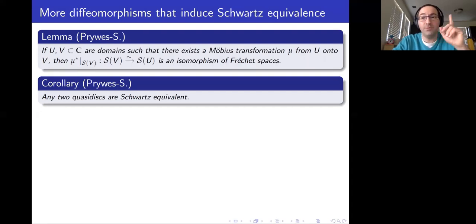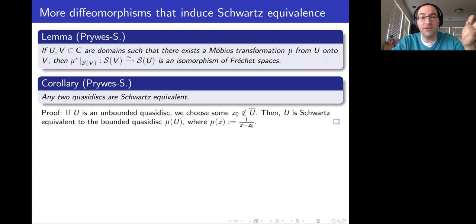let me remind you that we already proved that if they are bounded, they are Schwartz equivalent. So what do we do if they are not bounded? We just apply 1 over z minus z naught for some z naught far away from our set. And if you take a quasi-disk and you apply a Mobius transformation, you get a new quasi-disk always. Because Mobius transformation is in particular quasi-symmetry. Well, in fact, it's a symmetry. Okay. So we prove that any two quasi-disks in general are equivalent.